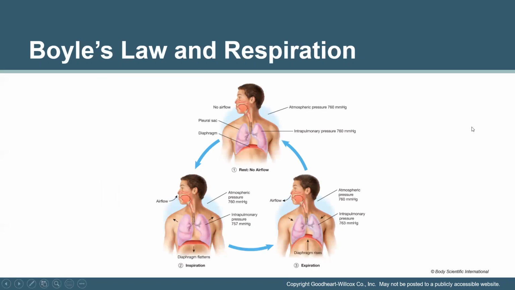So within respiration, we have to understand a little bit about pressure, atmospheric pressure, air pressures, stuff like that, to understand how it truly impacts the body. So there's something called Boyle's law.